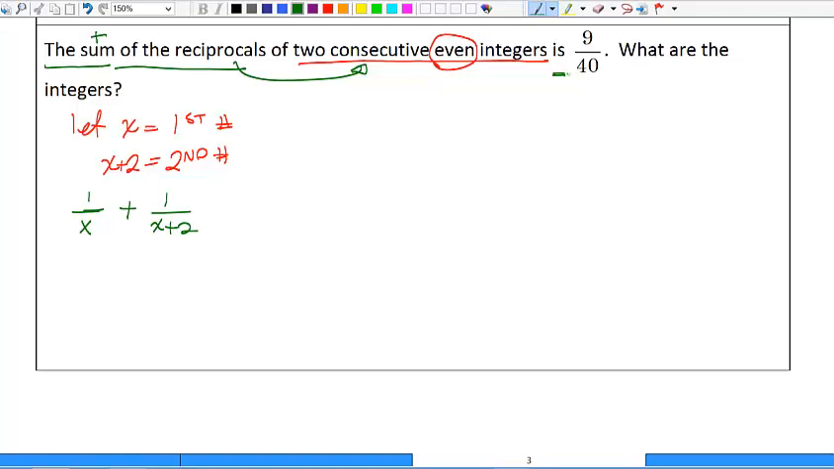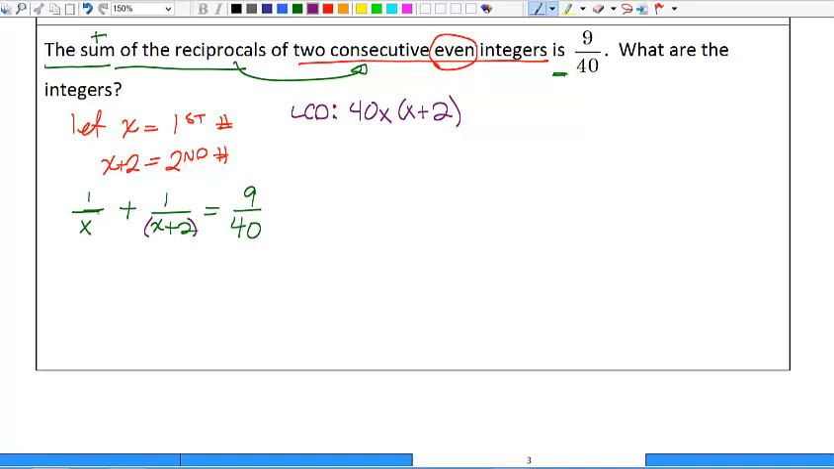Then I keep reading. It says "is." Is means equals 9/40. And now I have an equation. So this is a rational equation, and I need to find an LCD in order to get rid of all of those denominators and get them in the numerator. So my LCD looks like 40x times x plus 2.